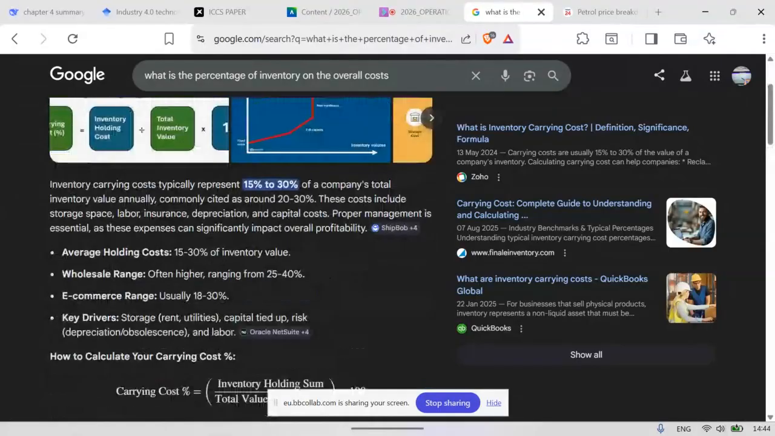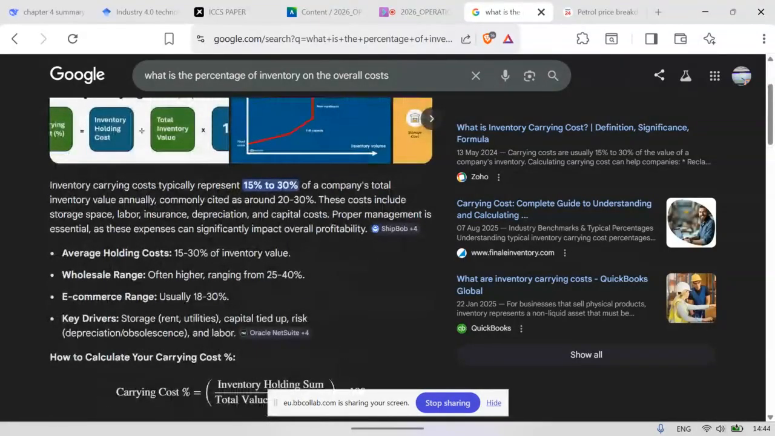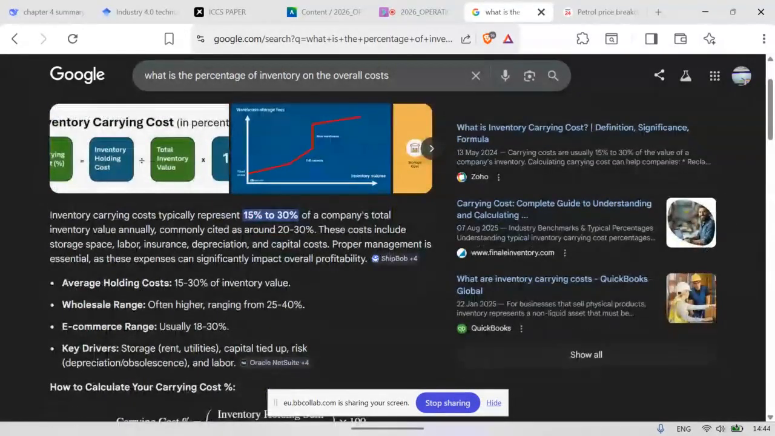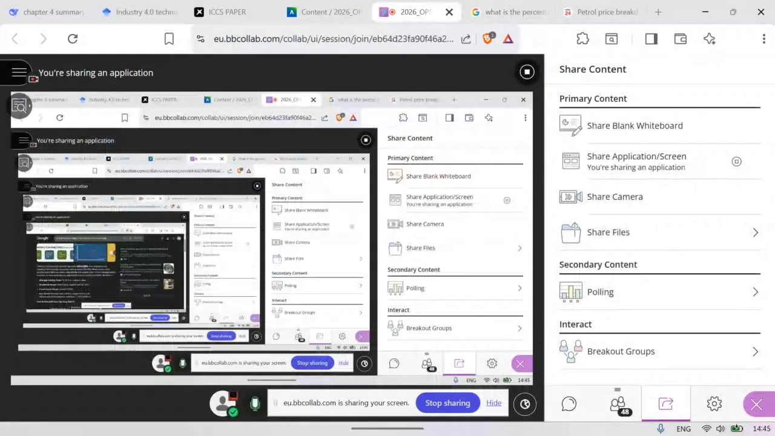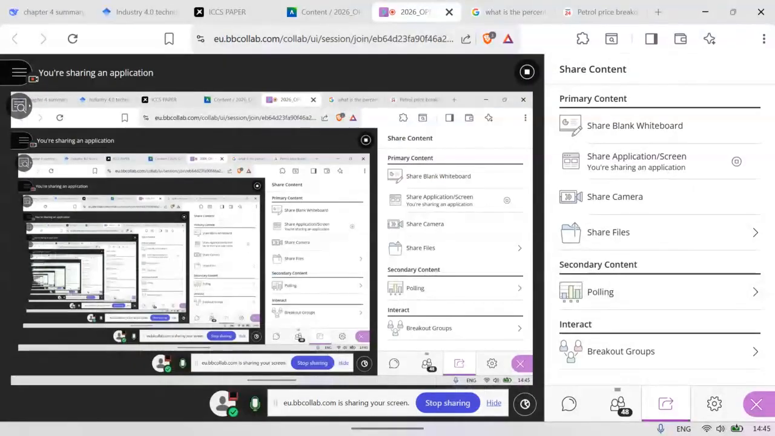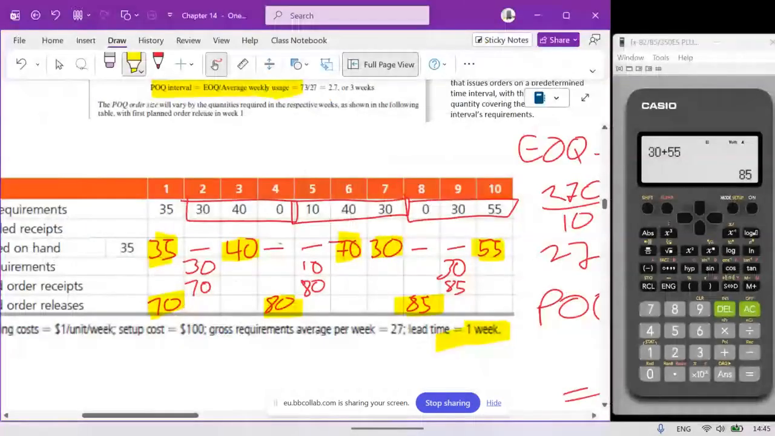Remember, your finished products are inventory. Keep that in mind. So let's say your assets, your inventory, finished goods, are worth $1 million. 30% of that is 300,000 in carrying cost, the cost of storage, warehousing, and so on. If you don't manage that, that's why we have inventory management. That's the reason why you're learning inventory management. And now it's going to prove it.